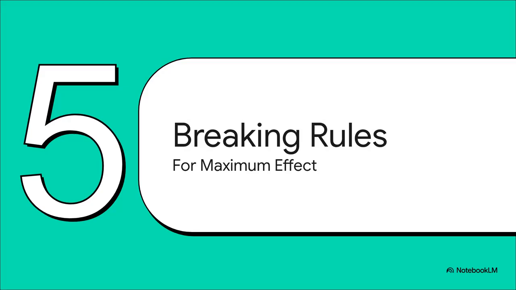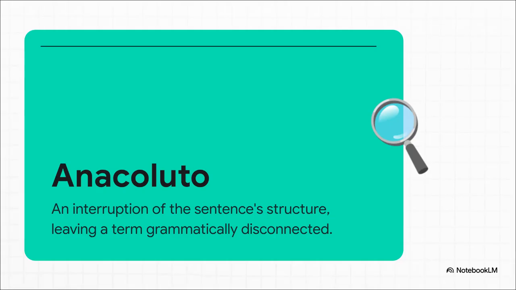Okay, now we're getting into the advanced stuff, the masterclass. These next tools aren't just about bending the rules of grammar and syntax. They're about smashing them, on purpose, all to create some really powerful psychological effects. First up is anakoluthon. This is when a sentence starts off going down one path, and then suddenly it just switches tracks and goes somewhere else entirely, leaving the first part of the sentence grammatically stranded. It sounds like a mistake, but it's actually genius. It perfectly mimics the messy, interrupted way we actually think.